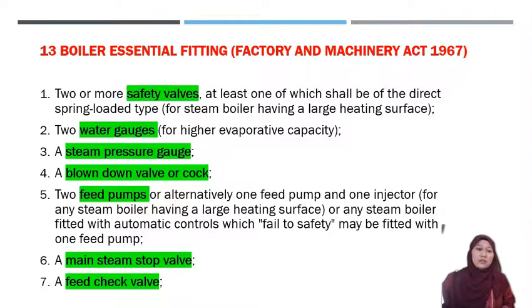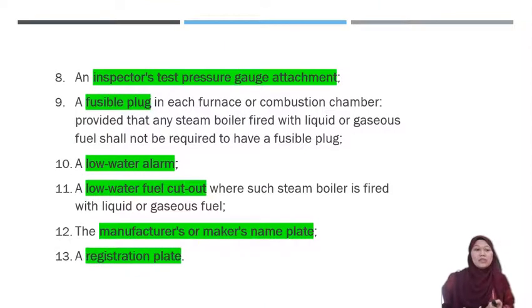It involves the safety valve, water gauge, steam pressure gauge, blow down valve, feed pumps, main steam stop valve, and feed check valve. As you can see, it involves lots of valves and gauges. That one is mainly for safety. And also the inspection test pressure gauge. And then we have a fusible plug. This one is for the furnace.